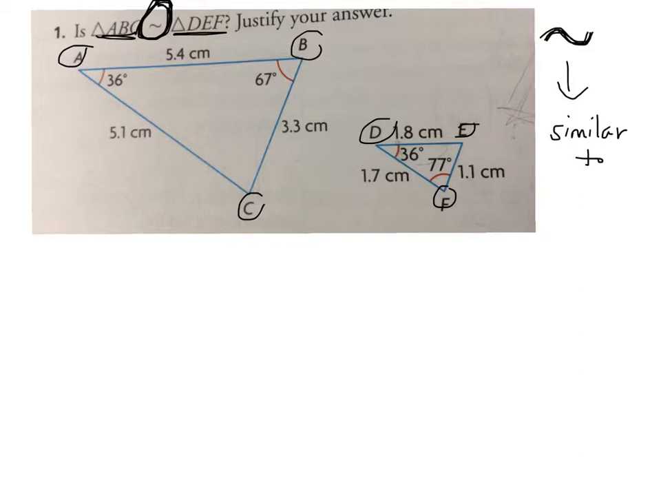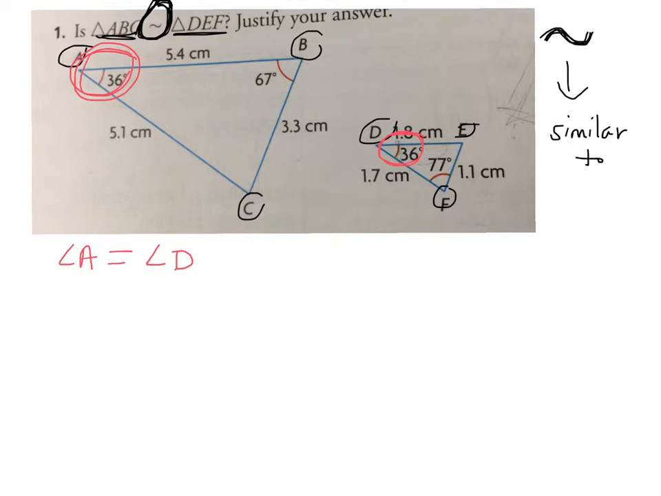So first thing you look at are the angles. Let's look at the angles. Which angle corresponds with angle A in the second triangle? Angle D. Those are the corresponding angles. So angle A is 36 degrees, and what's angle D? So those angles are equal.